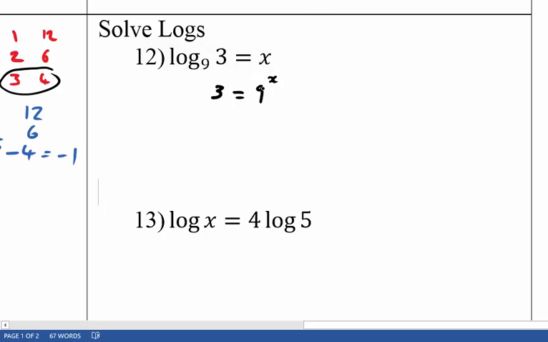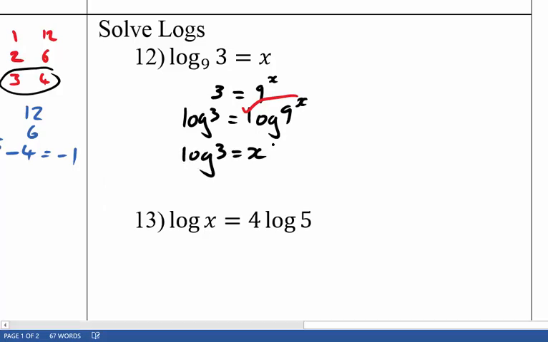If I don't know that, and I'm going to pretend I don't know what that is, the best way to do it is to actually re-log them and do a similar process to the one we will do down in question 14. So I'm going to log both sides. Log 3 equals, and then I'm going to log both this one here. And then I can bring that x down in front of this. That's the beauty of logs. I can go log 3 equals, and the x comes down in front, log 9.